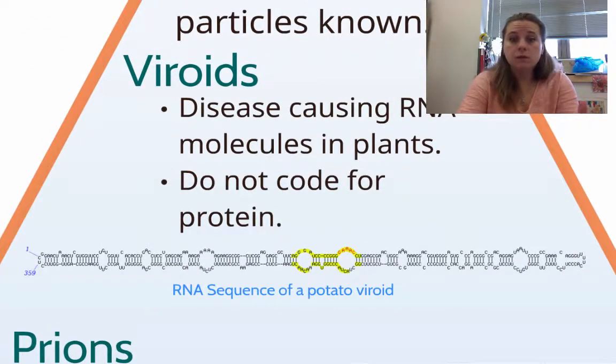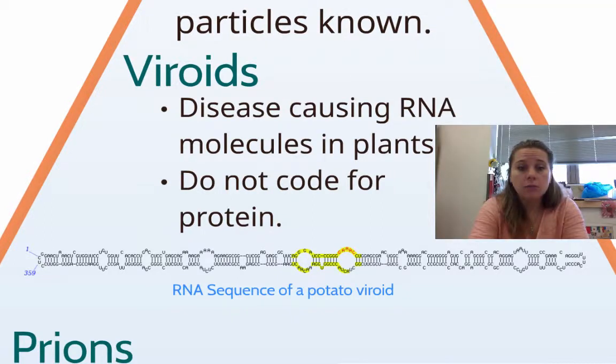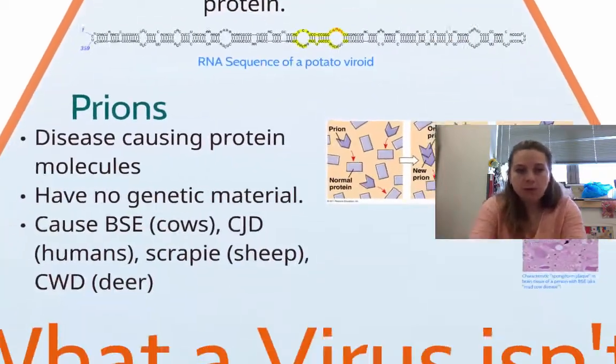There are viroids. This is disease-causing RNA in plants. And they don't code for an actual protein. So you've got sort of this potato viroid here that you can see is a kind of circular piece of RNA. And we call these a viroid because they're not viruses, they're not a full-fledged virus, they're just those pieces that cause problems.